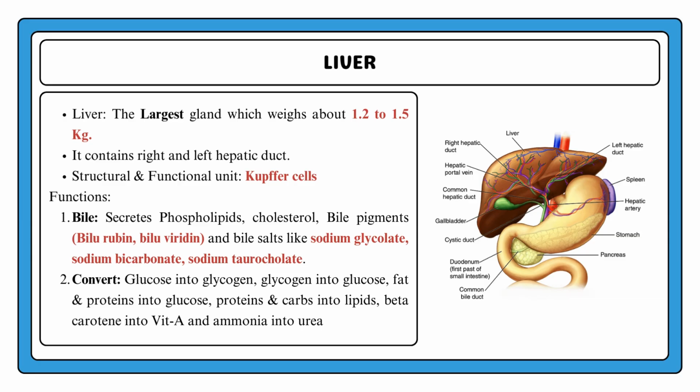It also helps in the conversion of glucose into glycogen, glycogen into glucose, fat and proteins into glucose, proteins and carbs into lipids, beta-carotene into vitamin A and ammonia into urea.